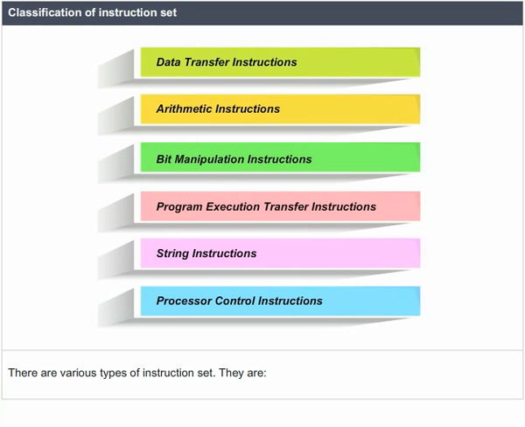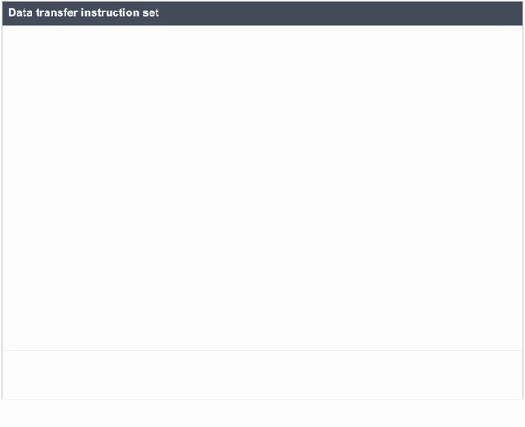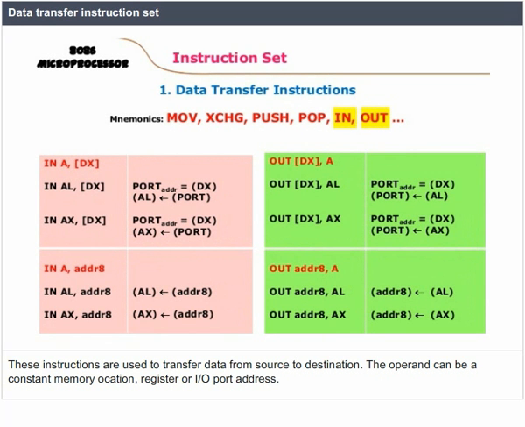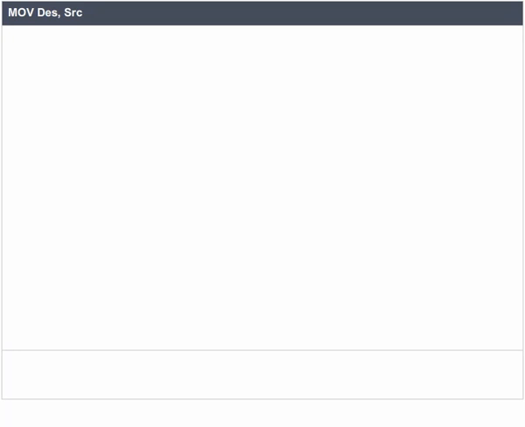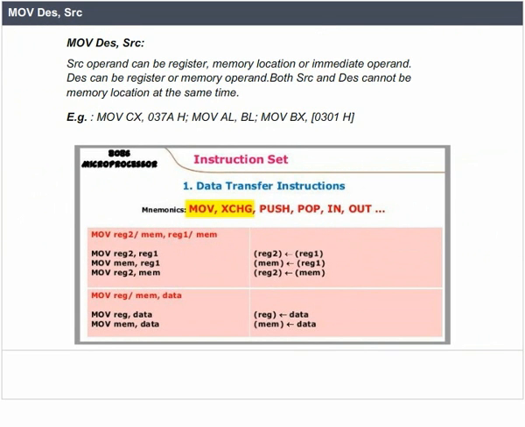Data transfer instruction set. These instructions are used to transfer data from source to destination. The operand can be a constant, memory location, register, or I/O port address. MOV destination, source. Source operand can be register, memory location, or immediate operand. Destination can be register or memory operand. Both source and destination cannot be memory location at the same time. Example: MOV CX, 037AH; MOV AL, BL; MOV BX, 0301H.